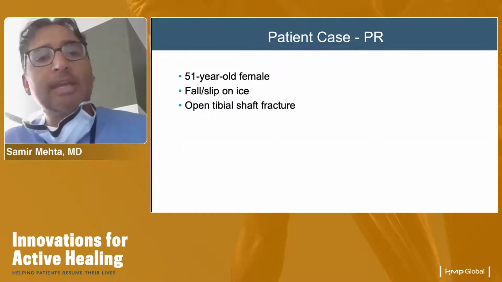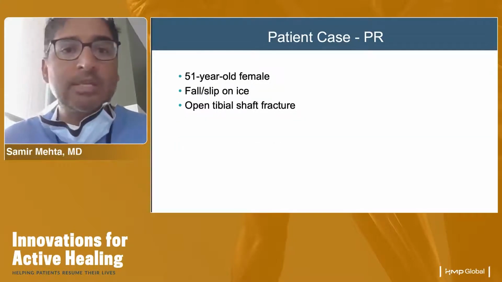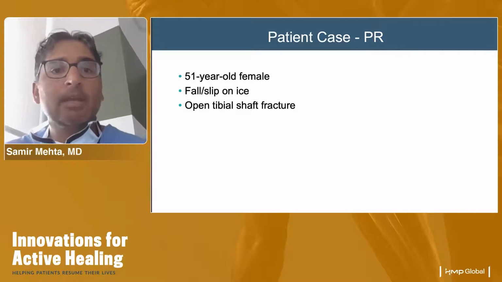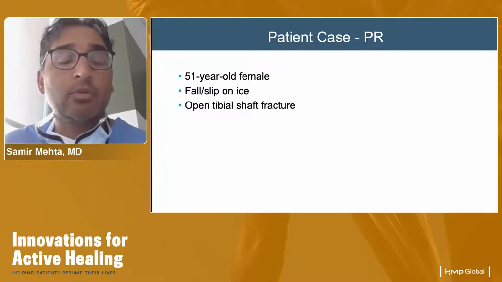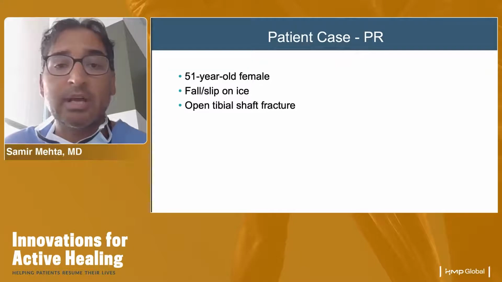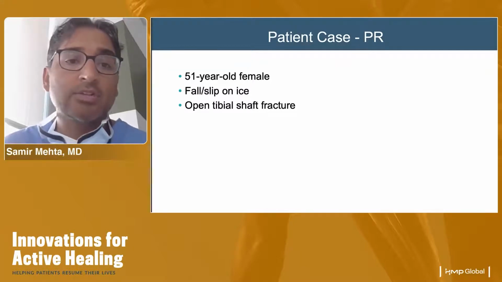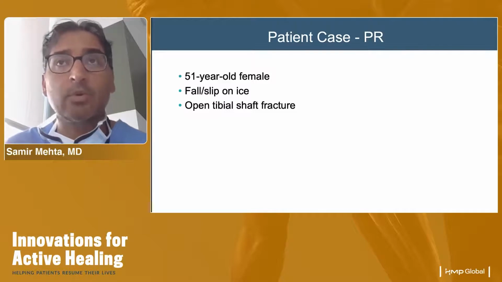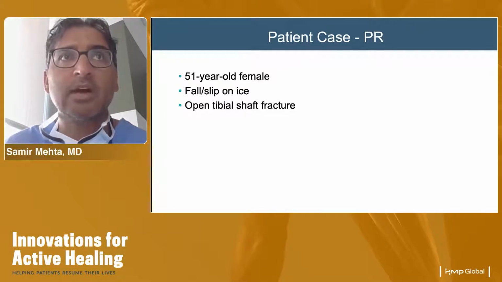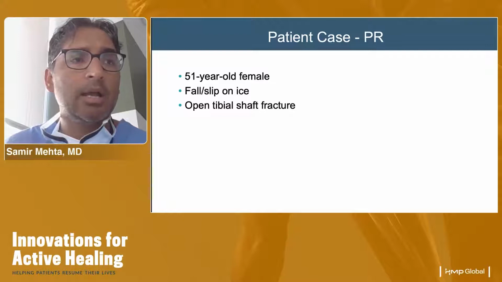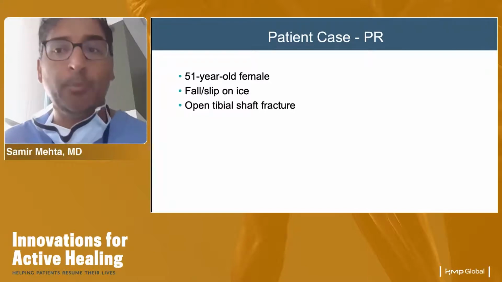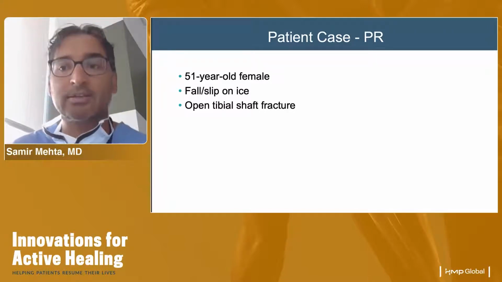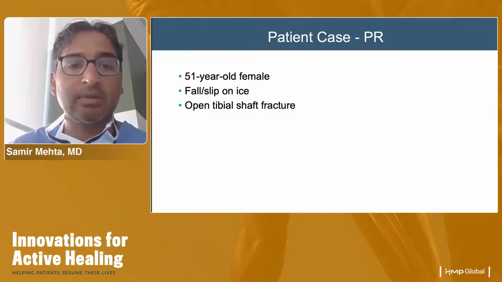So I'm going to start off with a case. I always like cases because I think it frames the discussion a little bit. PR is a patient. She's a 51-year-old female. She happens to be a nurse that works at an outside hospital. She fell and slipped on ice and had an open tibial shaft fracture. This is what we call a type 1 open tibia. So it's a fairly benign open fracture, if you can consider open fractures benign in the grand scheme of things.